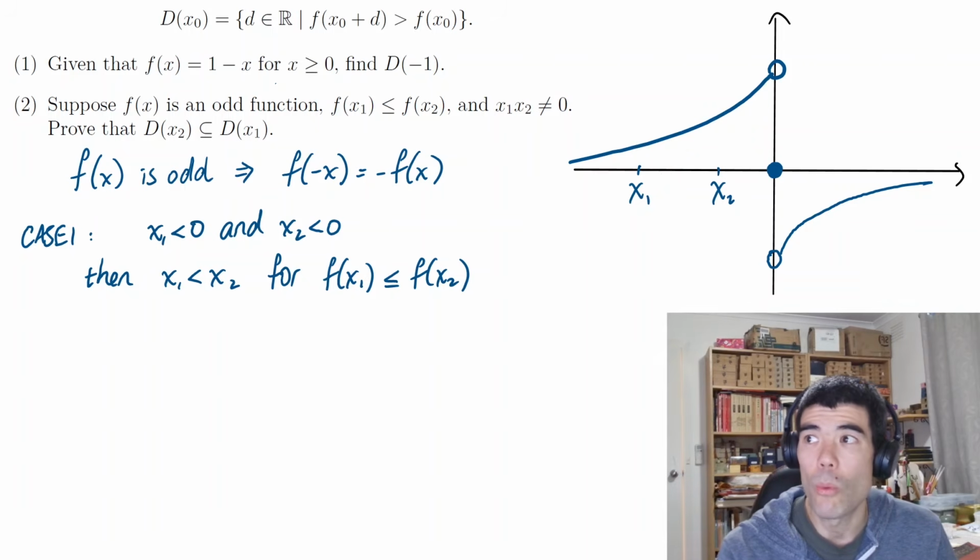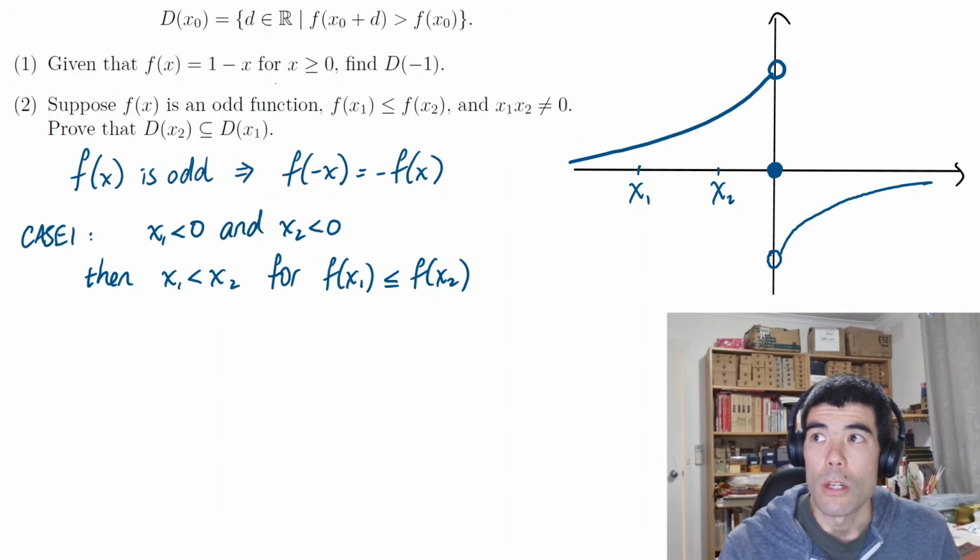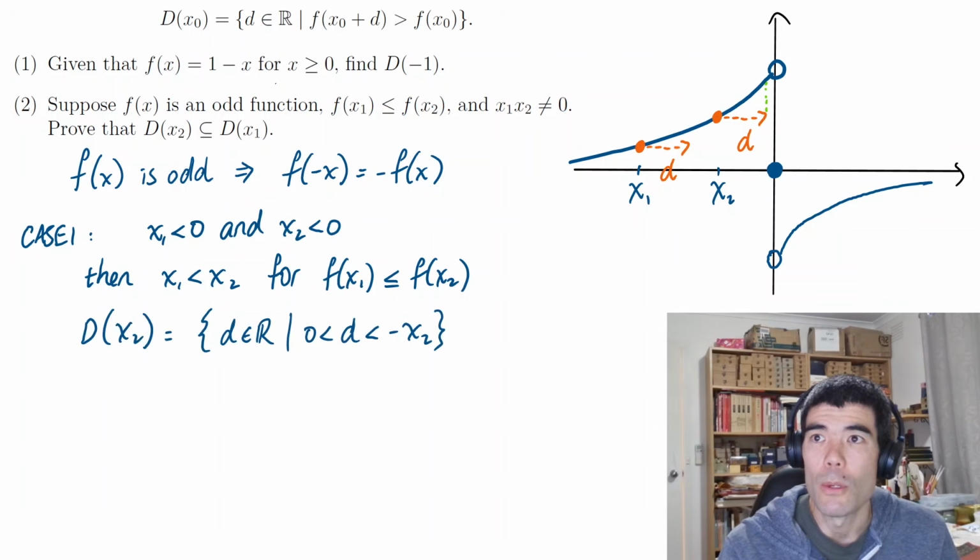Now let's think about what d values would be in capital D of x2. So remember, in order to go uphill, I'll need to move right. I can't move left from x2 because I would be going downhill. I need to move right, but also I can't move too far because I can't move beyond the maximum there on the y-axis. So essentially, I can move any d value that is greater than 0, but less than negative x2. So x2 itself is a negative value.